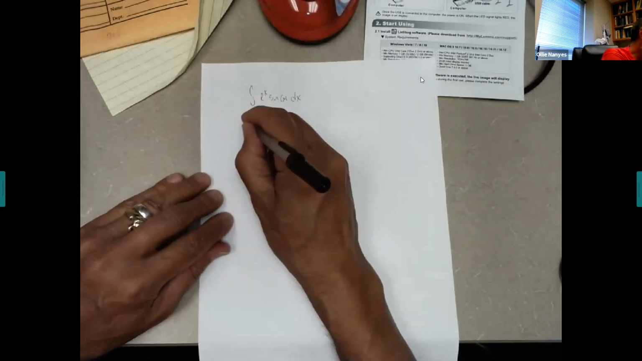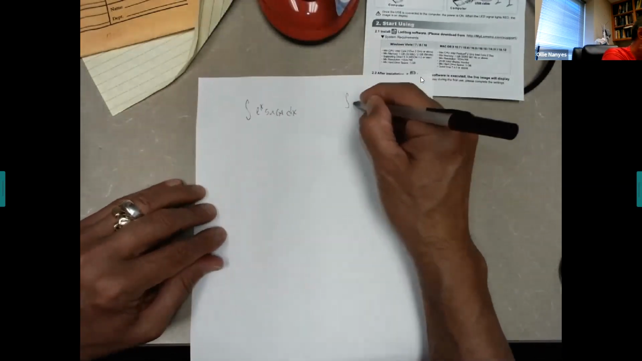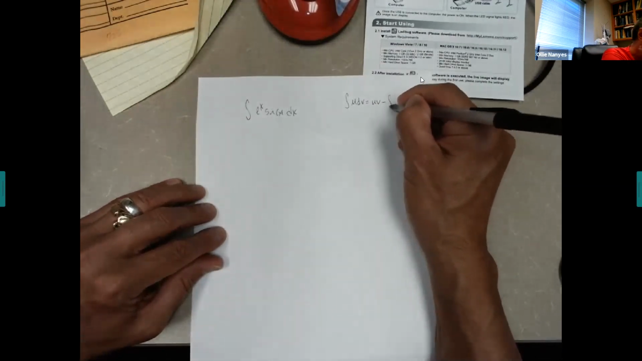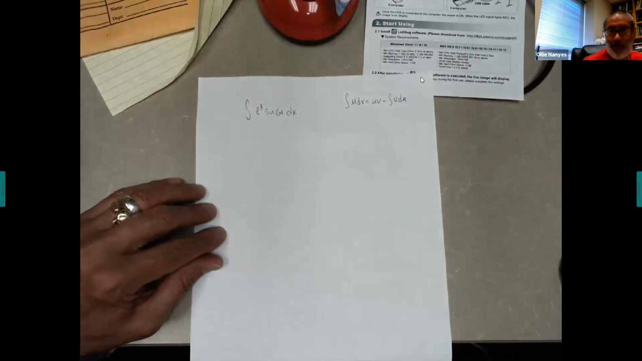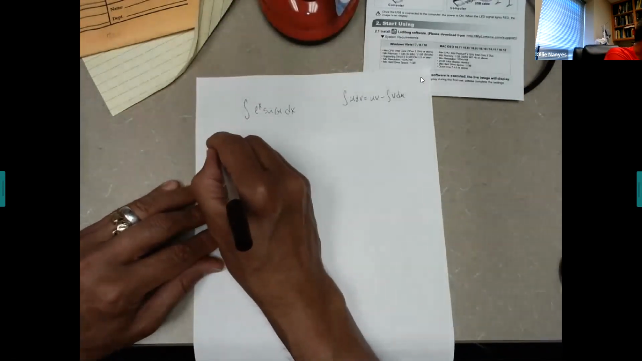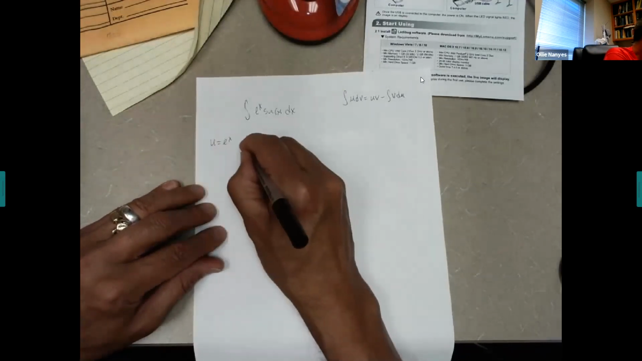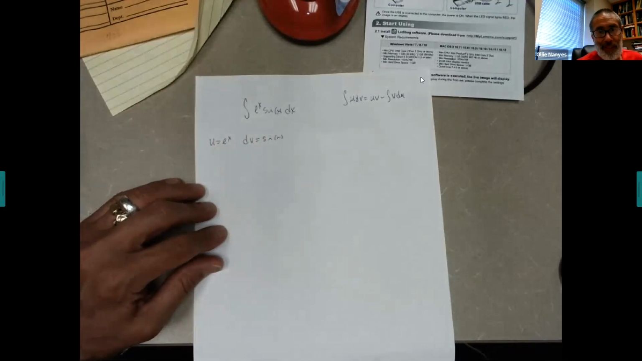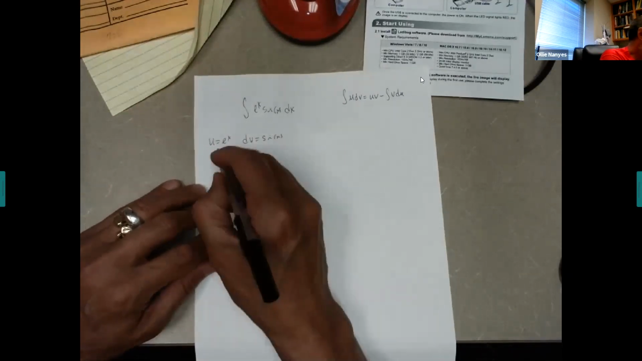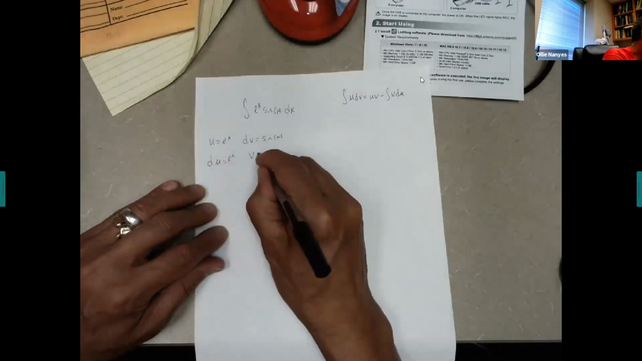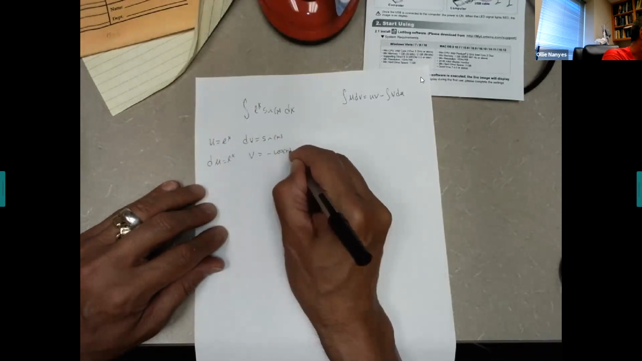So we need to start somewhere. Remember, we're using the formula: integral of u dv equals uv minus integral of v du. Let's say u is e^x, dv is sin x dx. Now, this is probably not the best choice, but it'll work, because then du is still e^x dx, and v is minus cosine x.